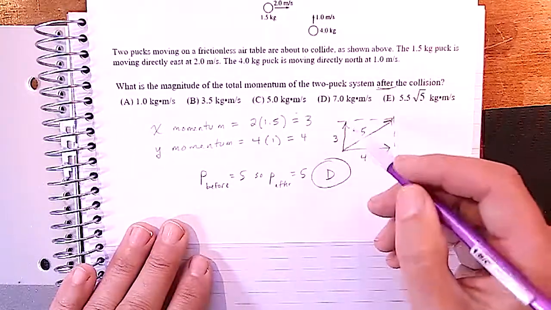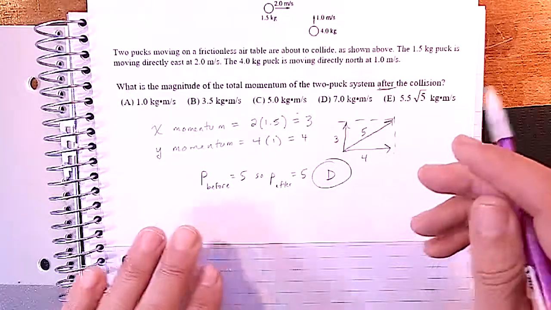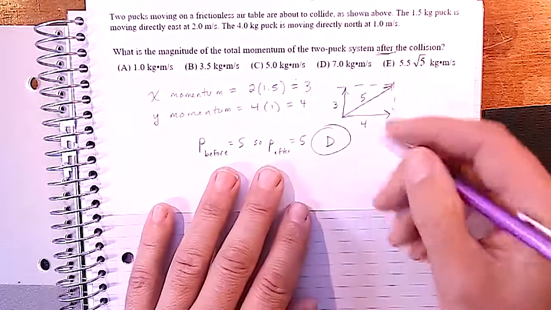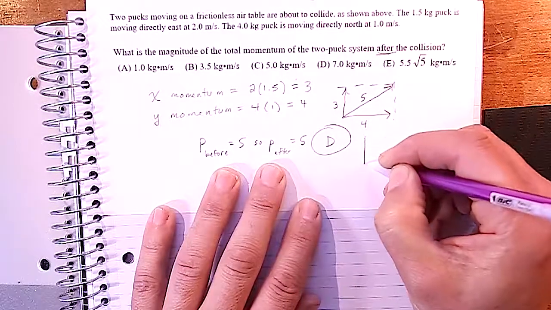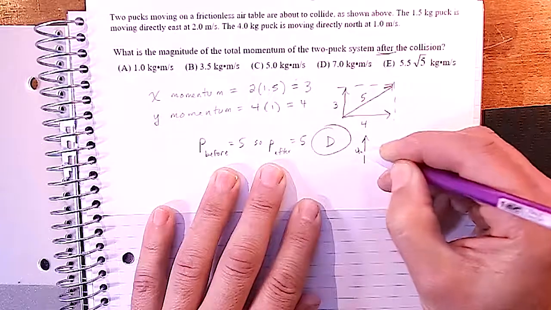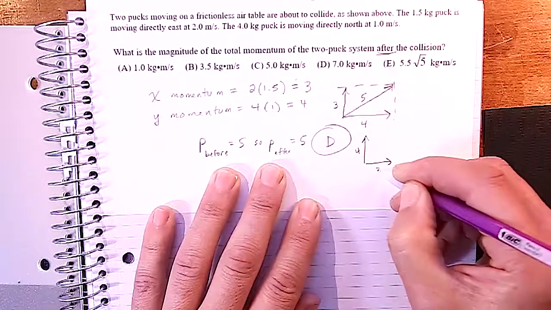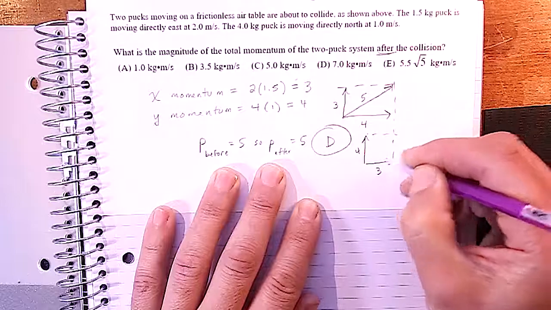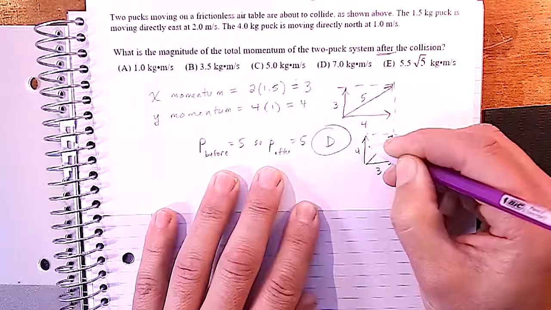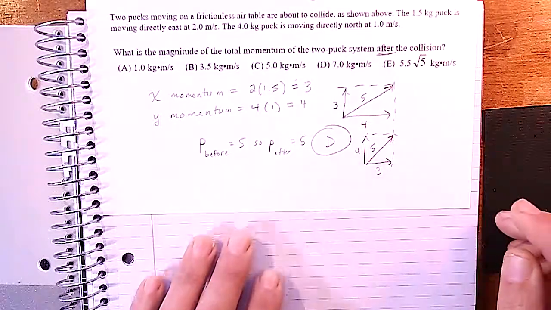I actually have this backwards, but it's the same answer either way. It should be 4 and 3, but either way, the resultant of those two is 5, so that's the resultant momentum.